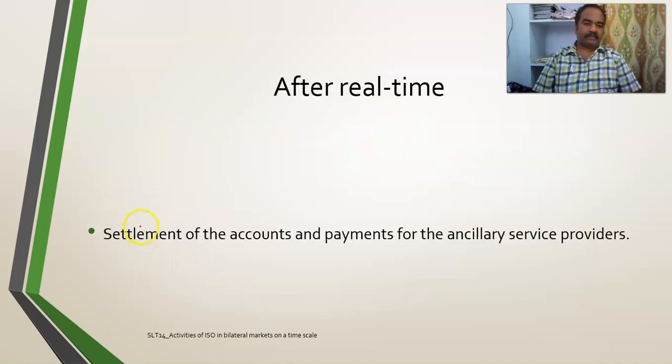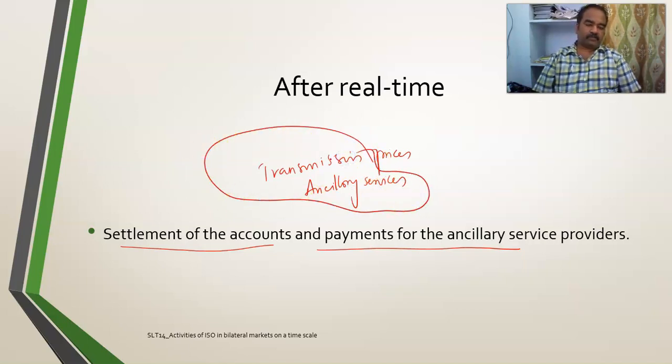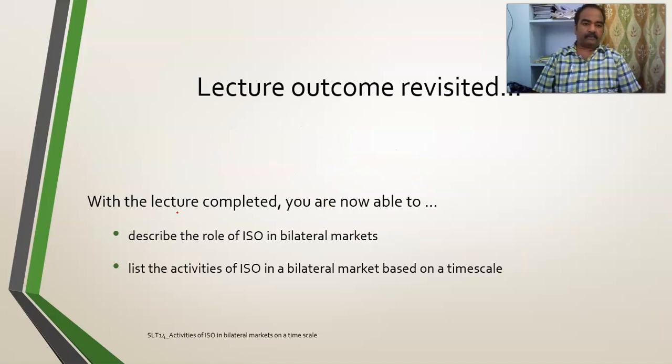After real time, he has nothing much to collect because the prices have been decided between the two parties. So he does the settlement of accounts and payments for only the ancillary service providers. He collects only for the transmission prices and for ancillary services. So pricing will be done only for the transmission and ancillary services which he offers. These are the functions of the independent system operator in bilateral markets.